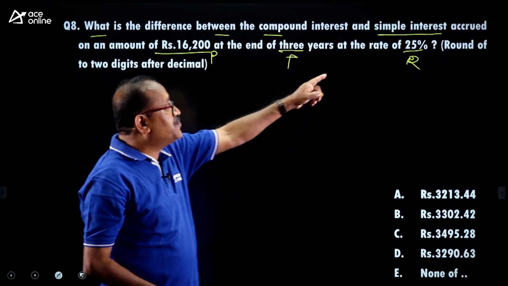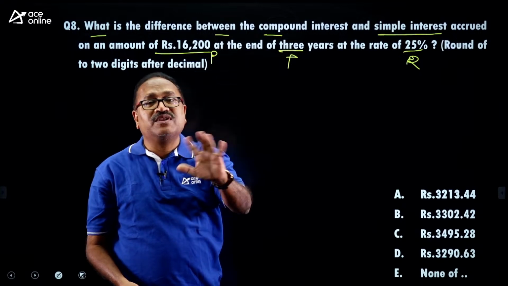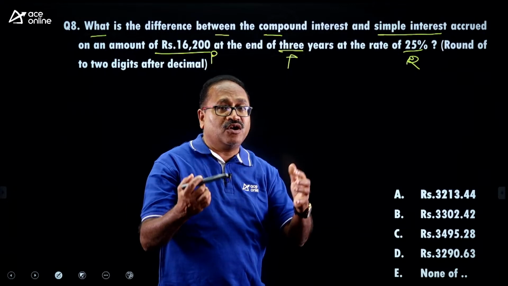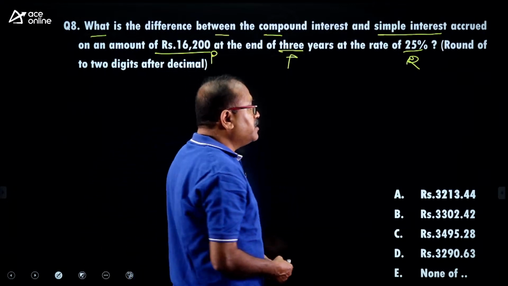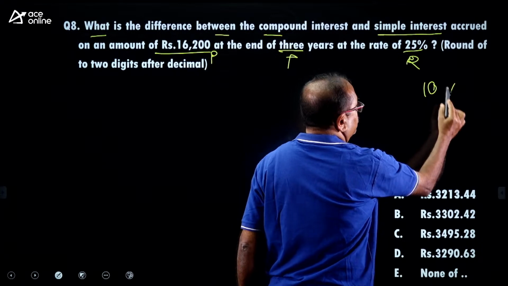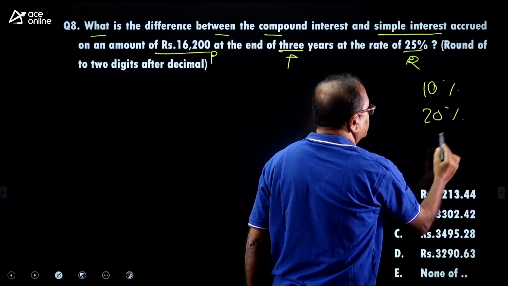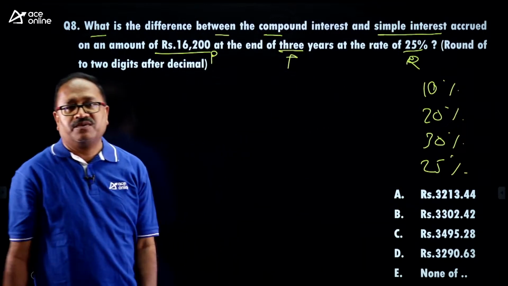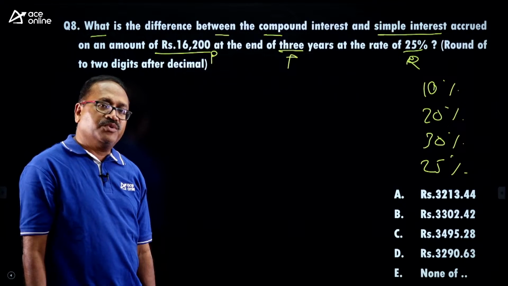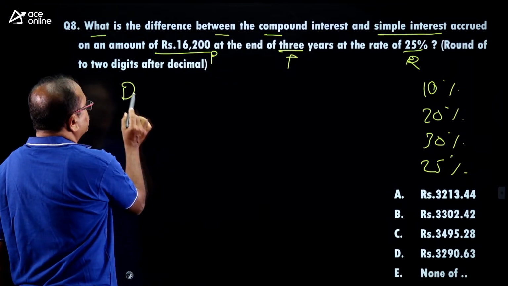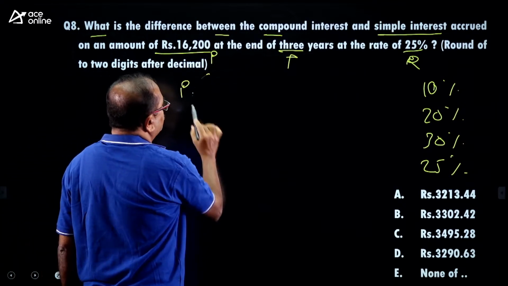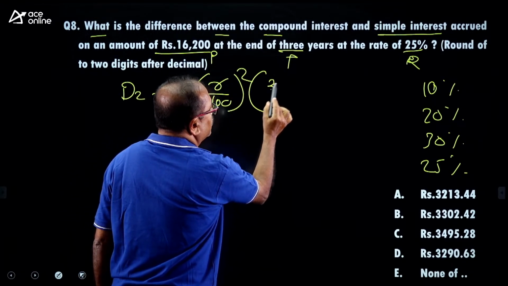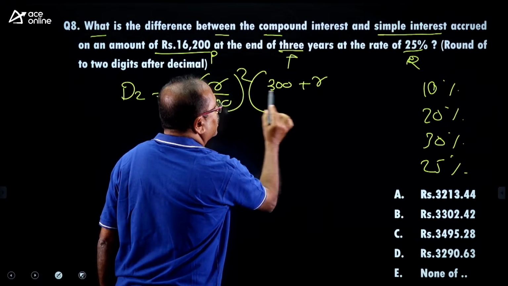Since 25% is there, the formula approach will be easy, or else 25 cube and all will complicate it. So, I will prefer the formula approach when the rate of interest is 10%, 20%, 30%, 25%; for these, the formula approach will be easy. What is that formula? The formula is the difference for 3 years is equal to principal into R by 100 to the whole power 2 into 300 plus R by 100.